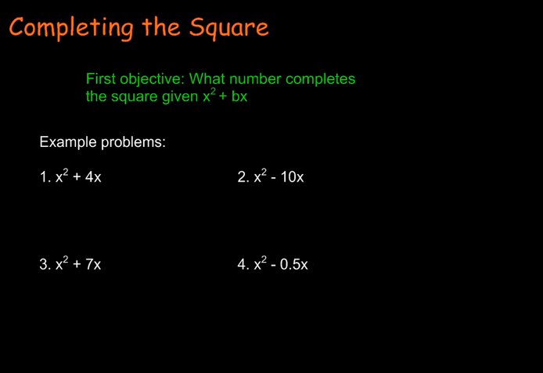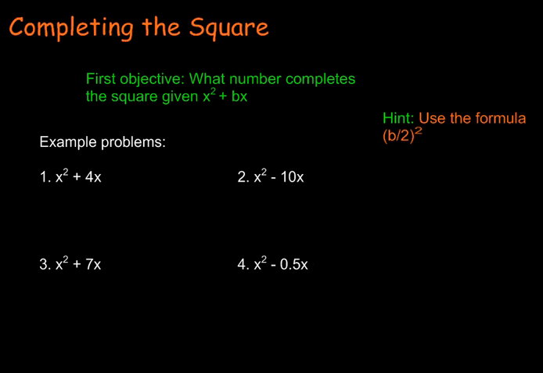Usually we need the number in front of x squared to be a 1, and that is the case with all these examples. A hint that we have is a formula that says use b over 2 and square it. The b in the first problem is 4, so we divide that by 2 and then square that value, and that is what we need to add on to complete the square.